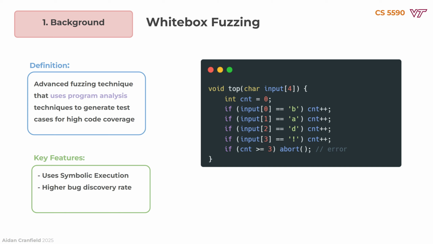We also have a higher bug discovery rate. It finds deep bugs that black box fuzzers often miss. It has better efficiency. It's more likely to find critical vulnerabilities when compared to just purely random fuzzing. And just take a look at this code on the right because we'll be using it later. The function is top. It takes a 4-character string input, and if that input equals bad!, where at least 3 of those characters match, then we get an error. So just remember that for the future.